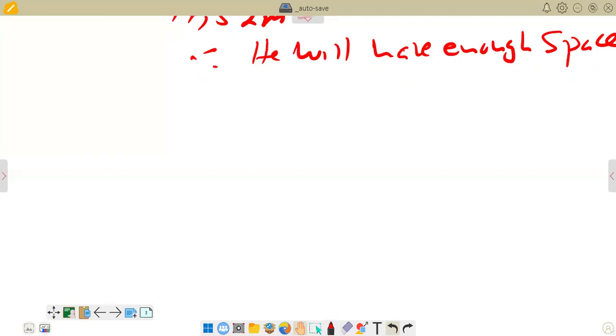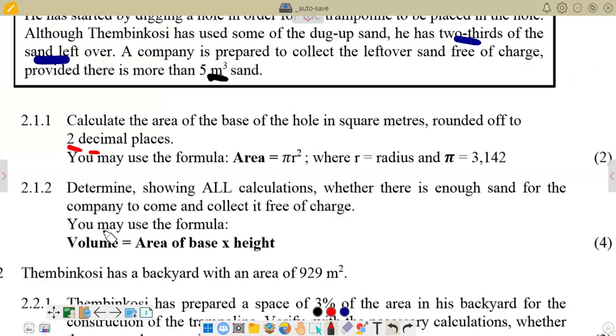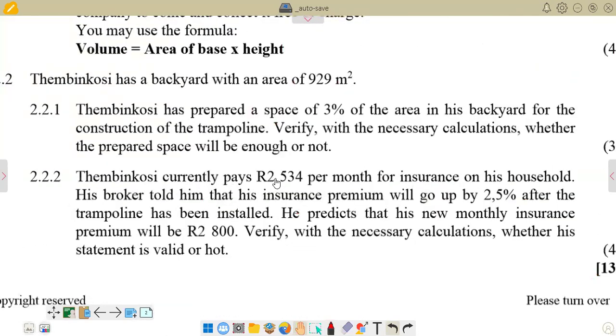Then we can go to the last part of the question. Let's try to see what we have next, 2.2.2. So if you come here, 2.2.2 reads that because Tebikos currently pays 2,534 rands per month for insurance on his household, his broker told him that his insurance premium will go up by 2.5% after the trampoline is installed. He predicts that this new monthly insurance premium will be 2,800 rands. Therefore, verify with the necessary calculation whether the statement is valid or not.